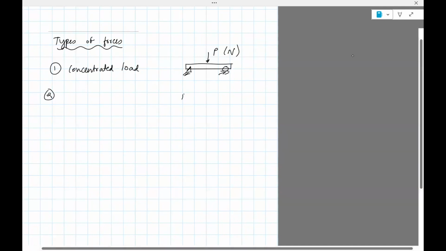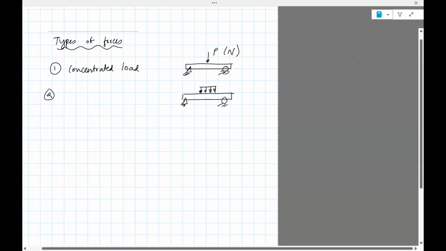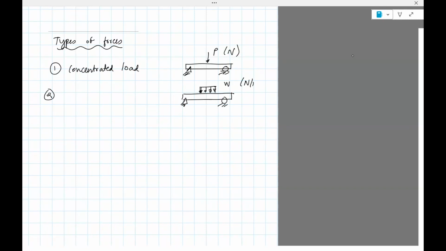Okay, another type of load is what is known as a distributed load. It will be shown this way. Okay, I'll use W, but this is basically Newton per meter because it's spread over a certain length. So this is an example of a distributed load.